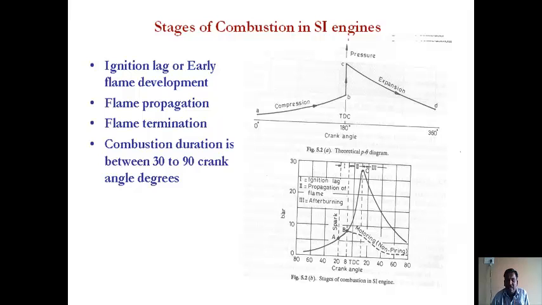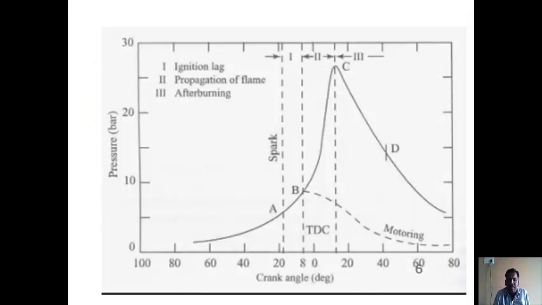And here the combustion process can be divided into three stages with the help of three important points. The first one, point A, is the spark ignition. The spark is ignited just before TDC at the end of the compression stroke, and here in this diagram the spark is ignited around 18 to 20 degrees before TDC.